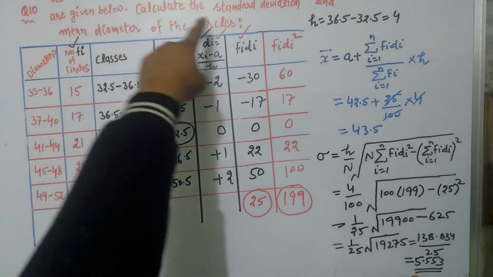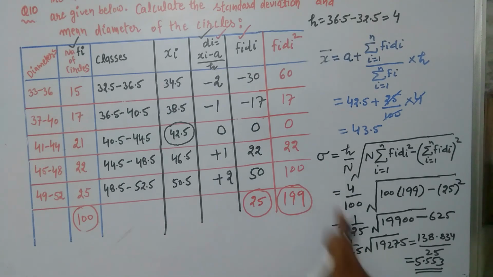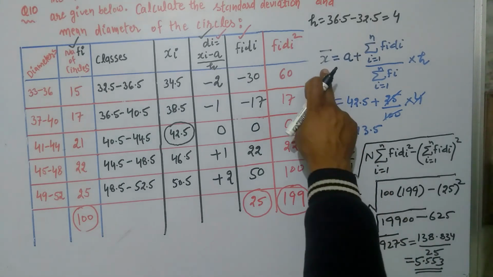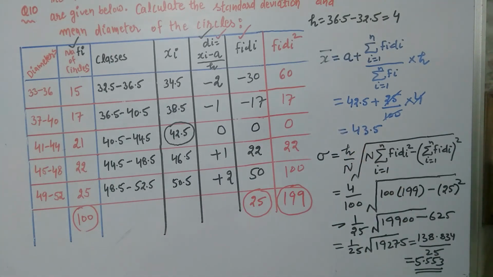Okay, calculate the standard deviation and mean diameter of the circles. The standard deviation is 5.553 millimeter and the mean diameter is 43.5 millimeter.